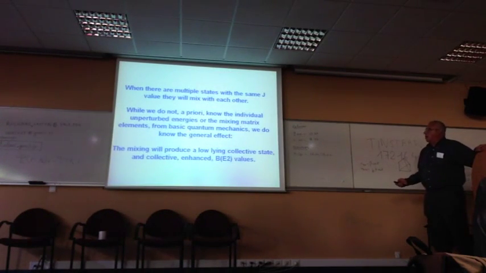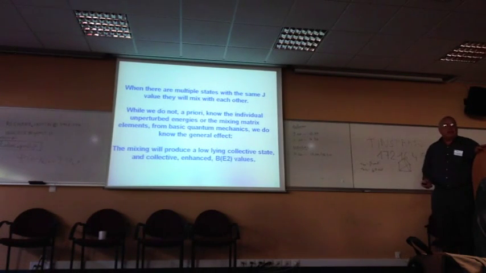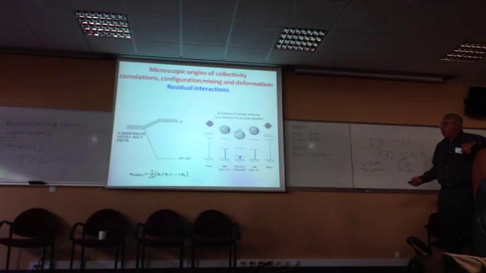Okay. When there are multiple states with the same J, we know that they can mix with each other due to residual interactions. We don't know a priori what the individual unperturbed energies are. We don't know what the mixing matrix elements are. But from basic quantum mechanics, we know the general effect: namely, that it'll tend to produce a low-lying collective state, or more than one, with wave functions that are coherent. And the larger the number of states that can mix, the larger n is, the more this collectivity will grow.